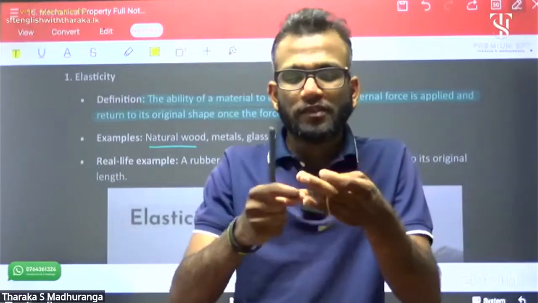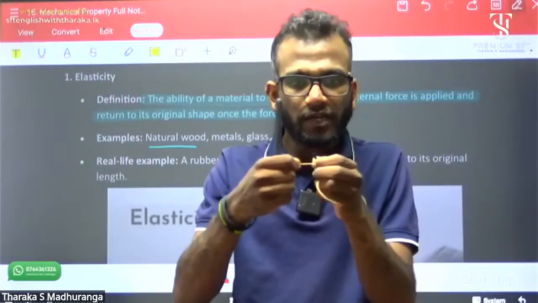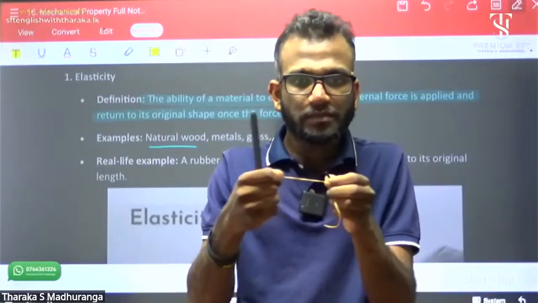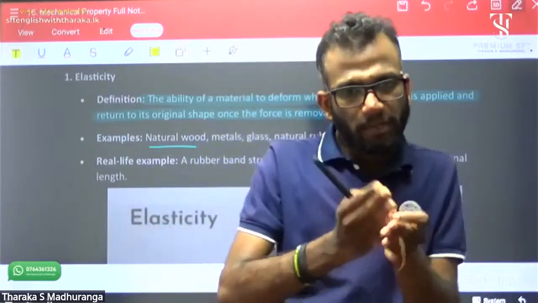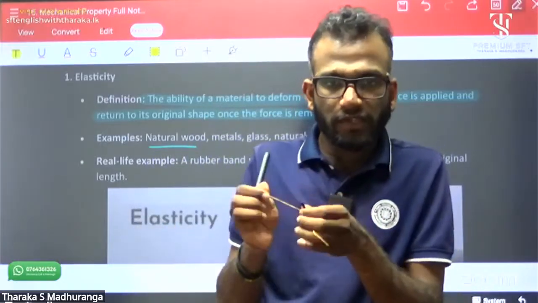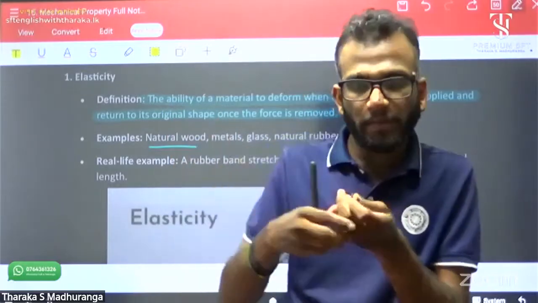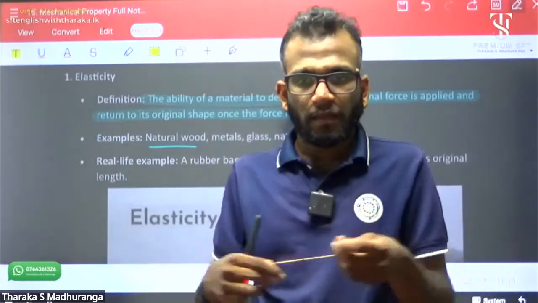Rubber is also the same thing. Rubber's elastic properties work only for a certain range. Understood? But natural woods are not as elastic as this. The natural woods' elasticity range is less than rubber. Rubber has a greater range.